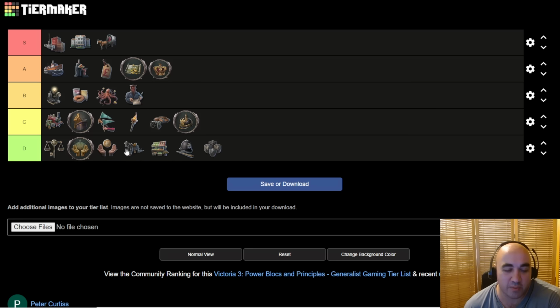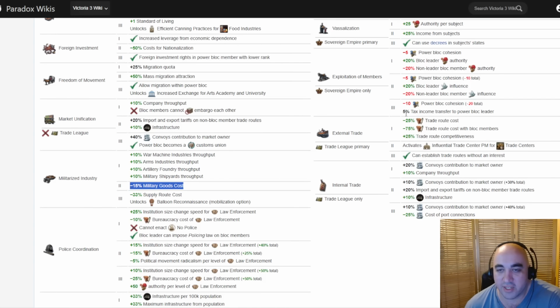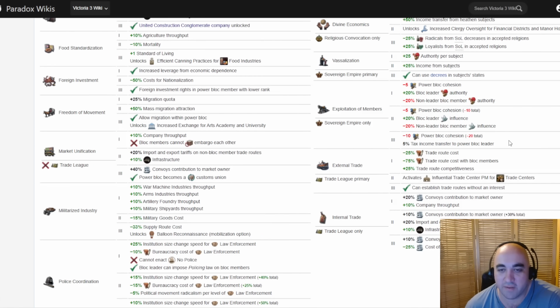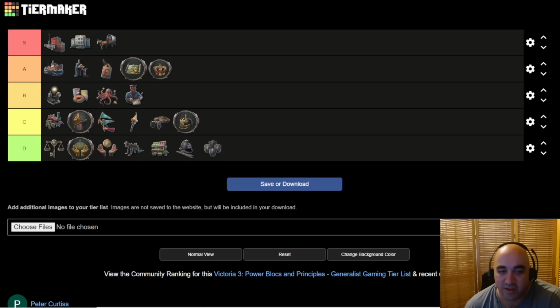Next up, we have exploitation of members. I don't think this is good. I don't think it's worth using. It decreases your cohesion a lot in exchange for stripping more stuff off of your members, but if you want authority, you already have vassalization that you have access to, and if you want diplo, it's going to be much more efficient to go external trade. So I think it's not worth using.